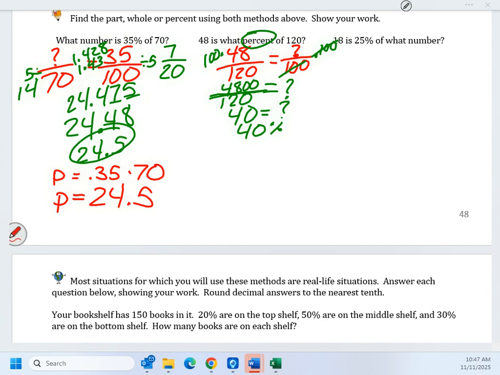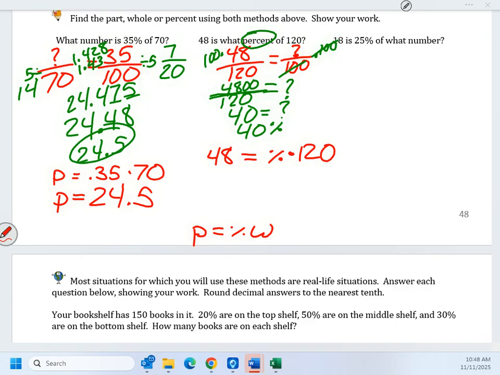So now, if we're doing our equation, what would it look like? Henry? Remember, our equation is part equals percent times the whole. So 48 is our part, and 48 equals question mark times 100. Remember, when we do the equation, we fill in what it is we're looking for. What is our whole? 120.